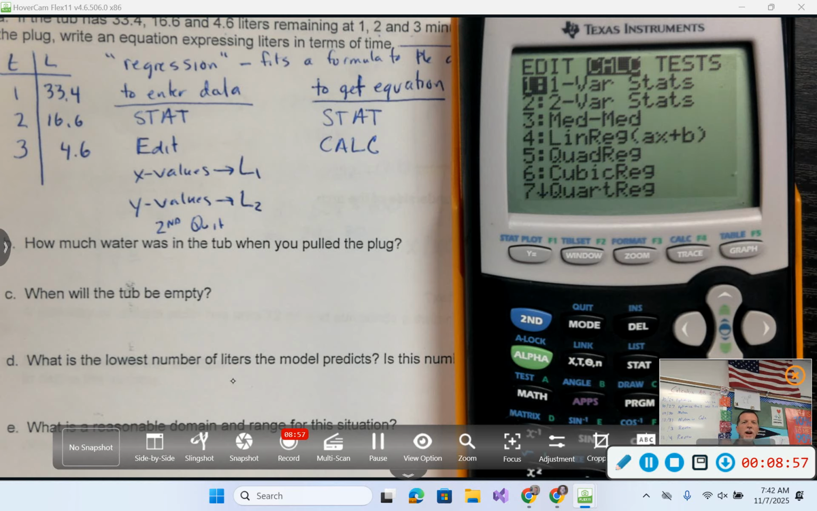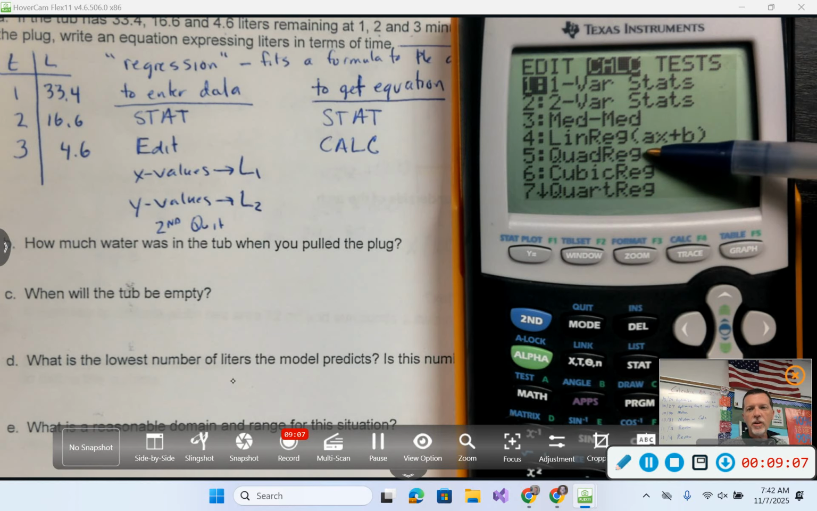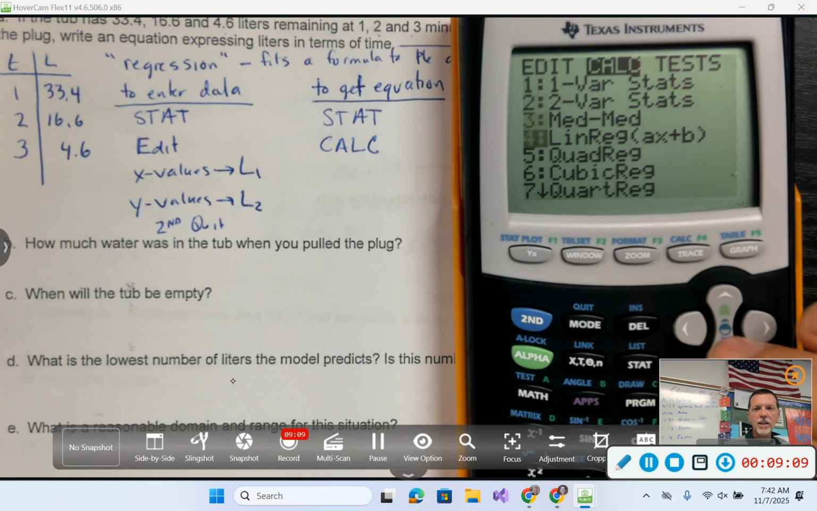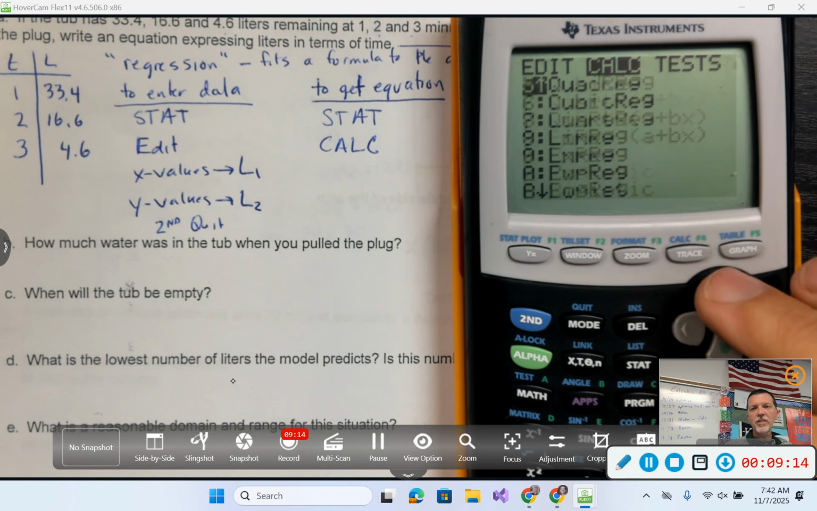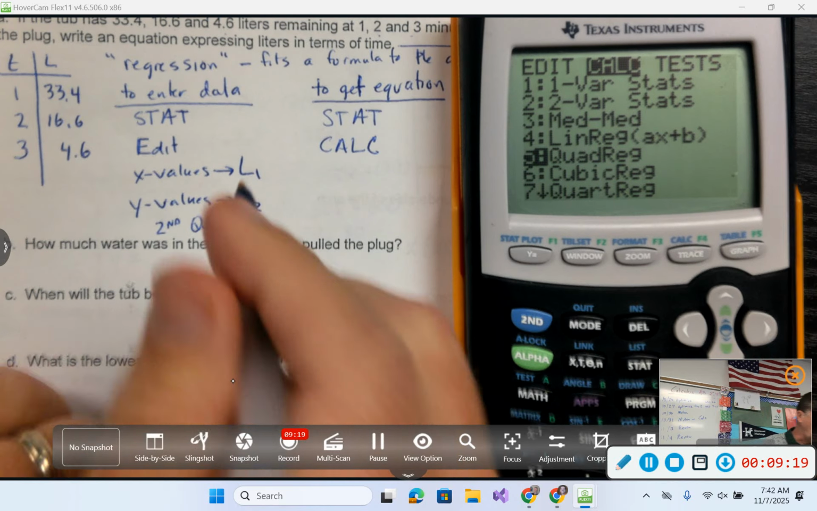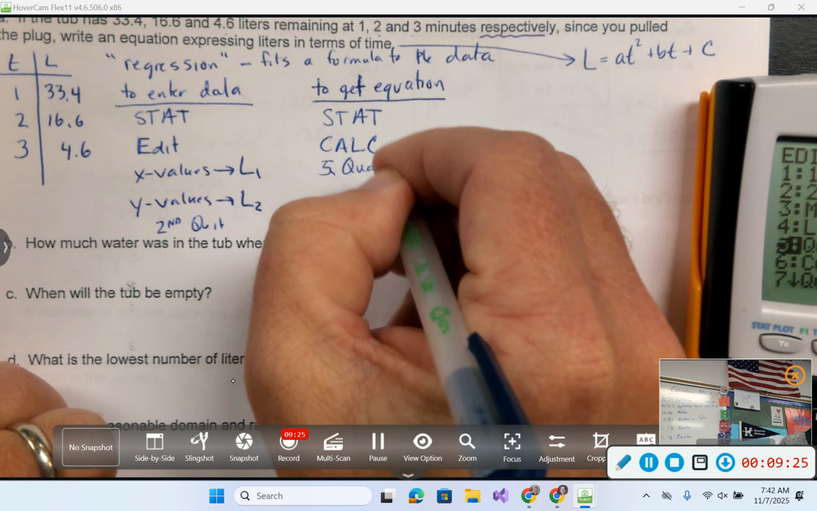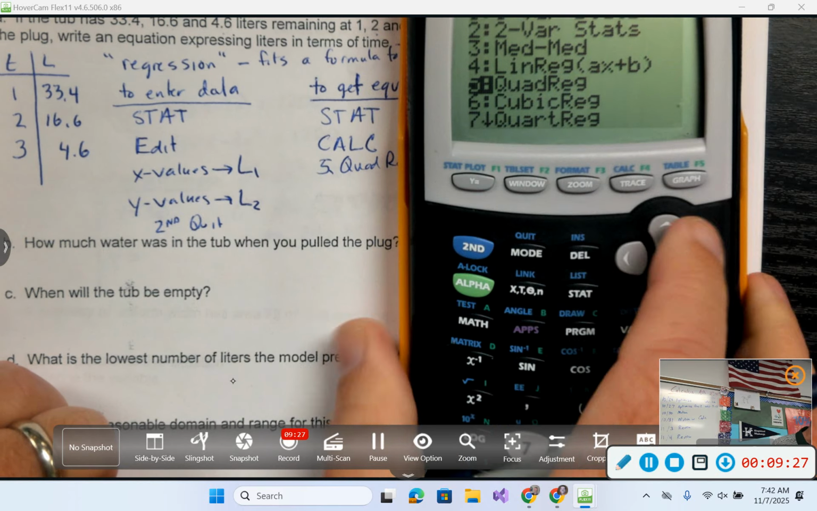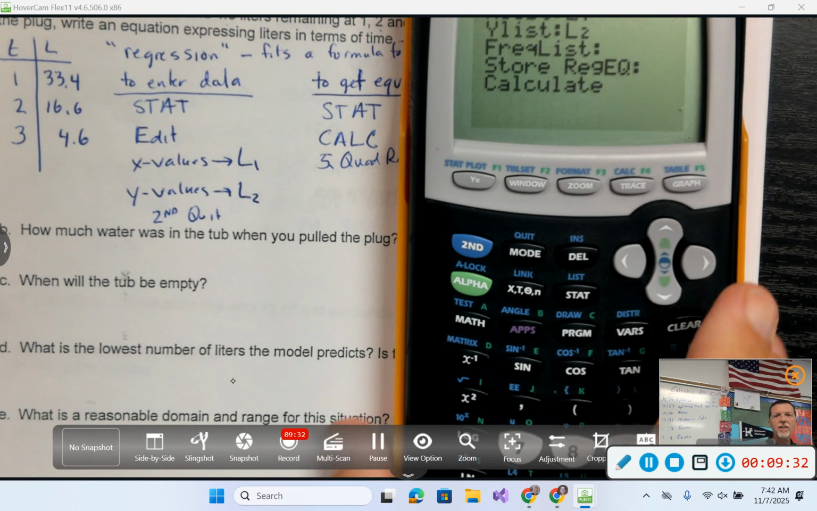Quadratic regression, number 5. Because a regression means fit an equation to the data. And so you have options. You could fit a line to the data. You could fit a quadratic to the data. You can fit a cubic, or a quartic, or a linear, or a natural log, and all this other stuff. Sine, we don't need all that. We just want a quadratic regression. So either just press 5 or press enter when you're highlighting 5.